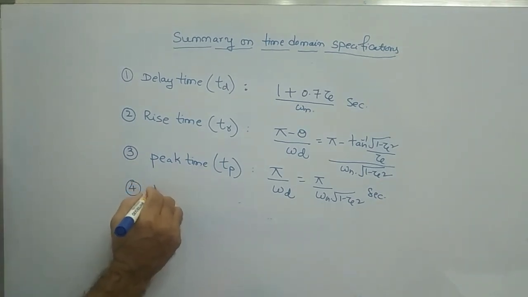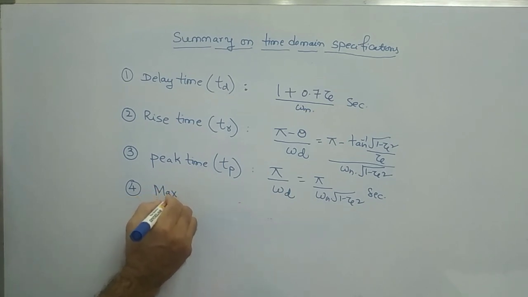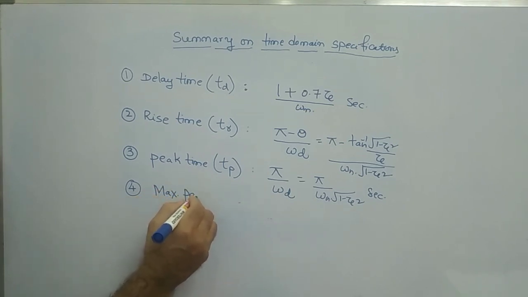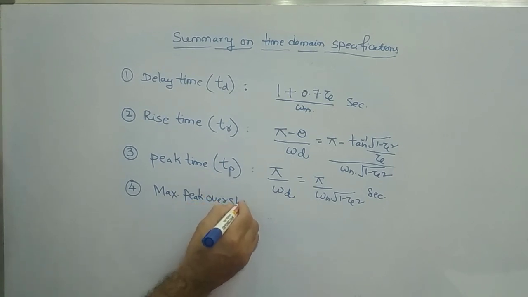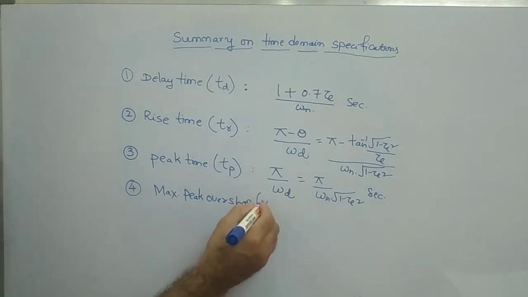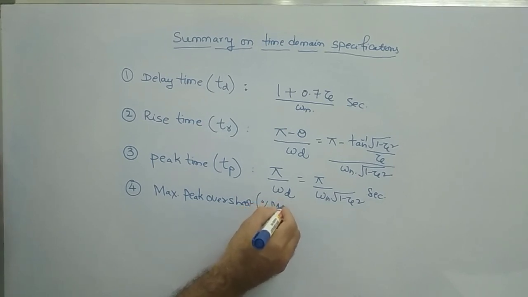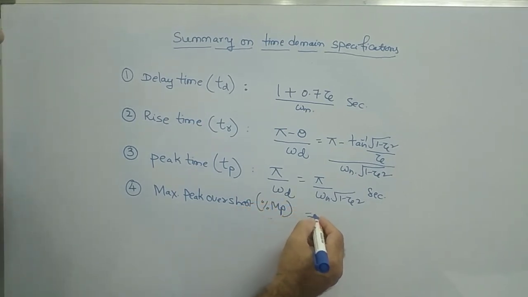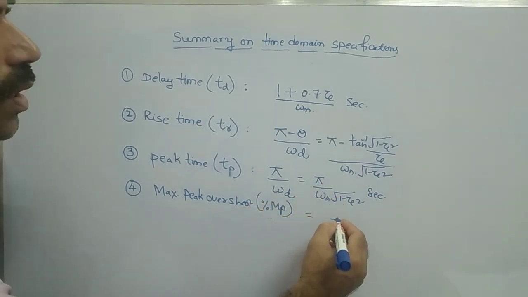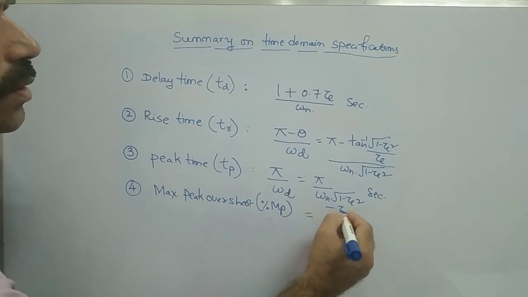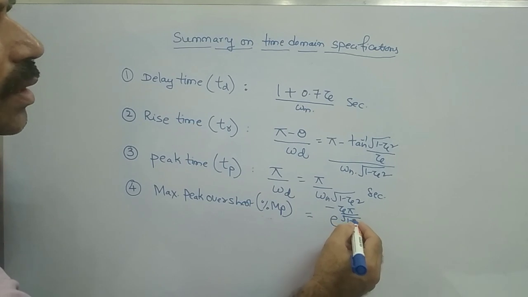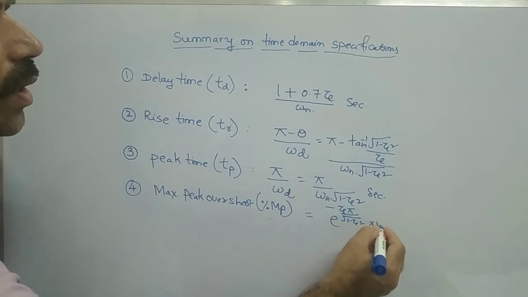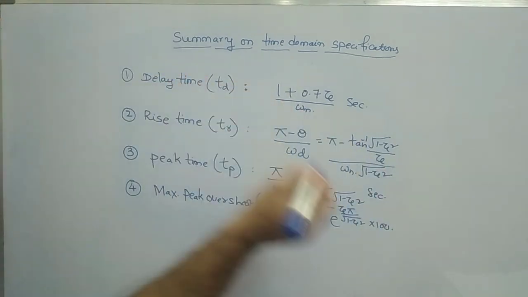And what is the fourth one? That is the maximum peak overshoot, percentage of MP. Percentage of MP is equal to e power minus zeta pi by under square root of 1 minus zeta square, into 100. Clear? Into 100.